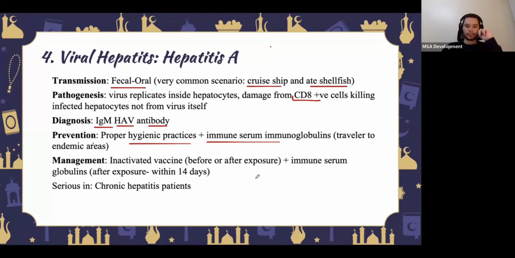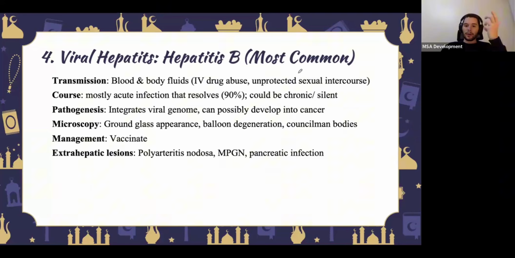For hepatitis B, now this one is the most common. The route of transmission is through body or bodily fluids. You need to think more about IV drug abuse, unprotected sexual intercourse, all of those. The course is very acute, but thank God 90% of it actually does resolve. 10% could be chronic or silent.